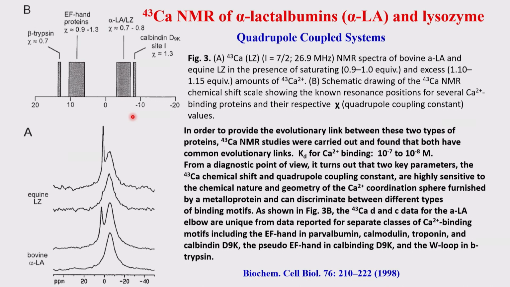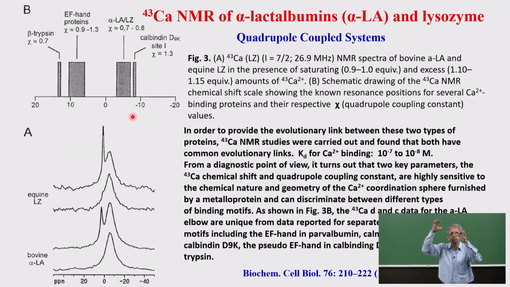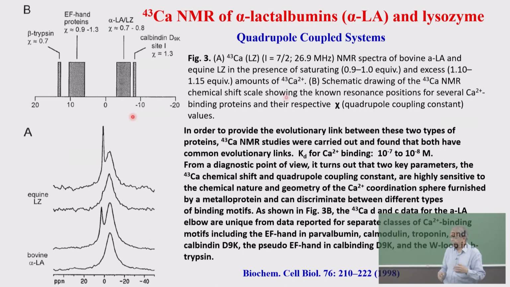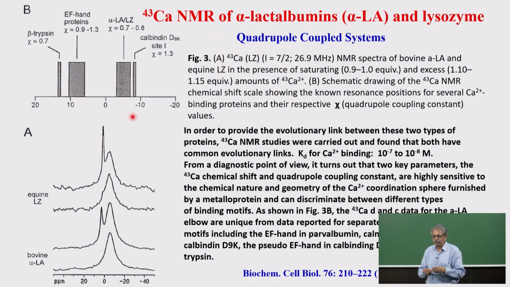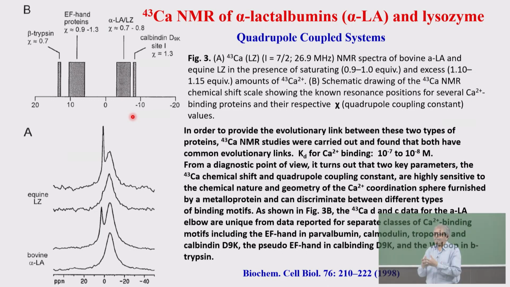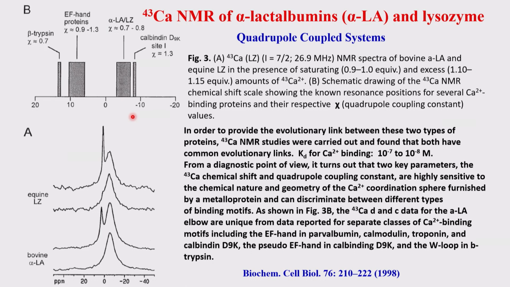using this particular NMR technique, you can find where the calcium is binding in the protein. What is the vicinity? By looking at the quadrupolar coupling values, and by combining other information on calcium binding strengths, which comes from ITC and other studies, you can evolve a model of where the calcium is binding and the structural aspect of it. And that's what is written over here.